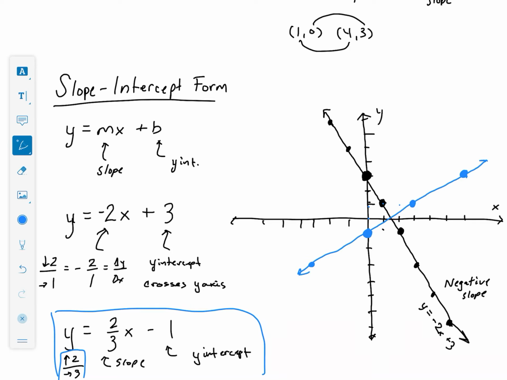And there I go. I put arrows on the end to extend it. Clearly a positive slope. And I'll label it y equals 2/3 x minus 1. My y-intercept is -1. My slope is 2/3, up 2 over 3. And that's using slope-intercept form to graph a linear equation on a graph.